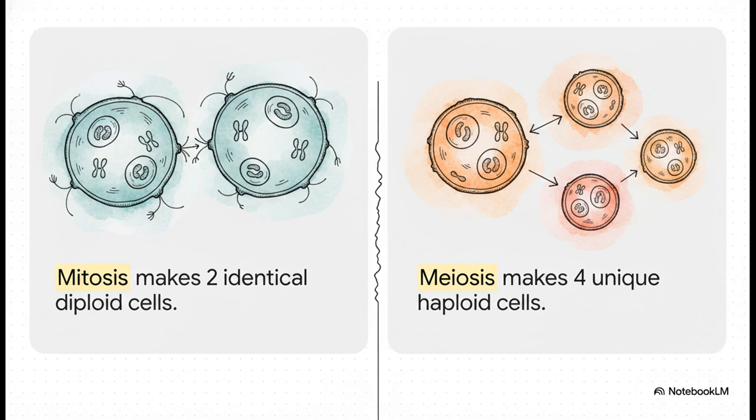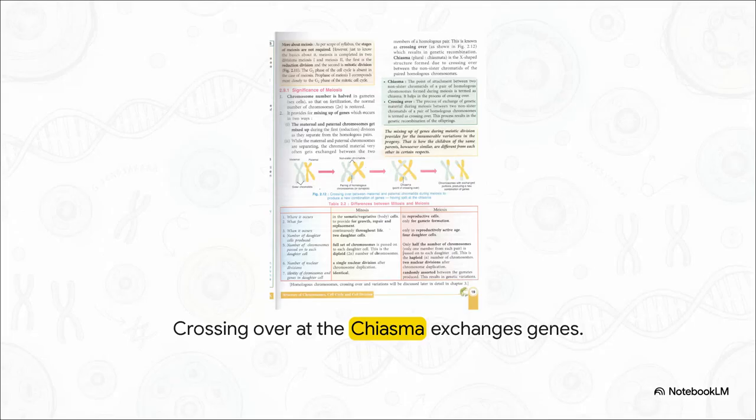Meiosis goes through 2 rounds of division to produce 4 unique haploid cells. Haploid just means they only have half the normal number of chromosomes. This way, when a sperm and an egg combine, the resulting baby gets the correct full set of chromosomes. Brilliant, right? But here is, without a doubt, the most magical part of meiosis.